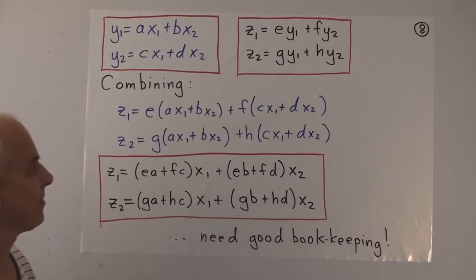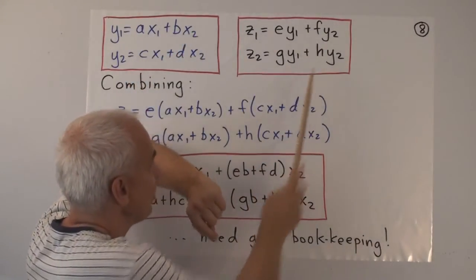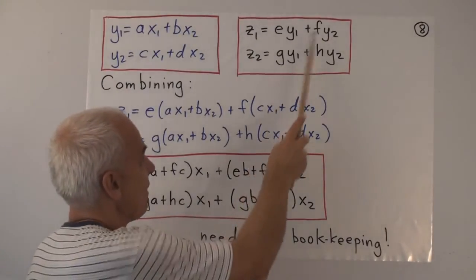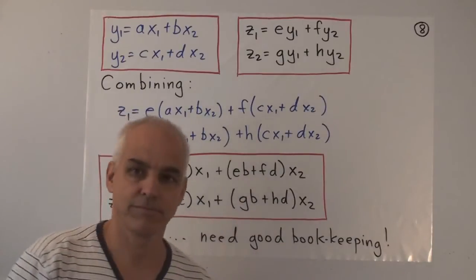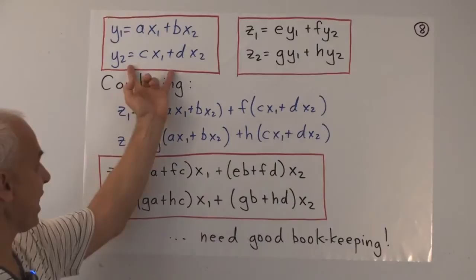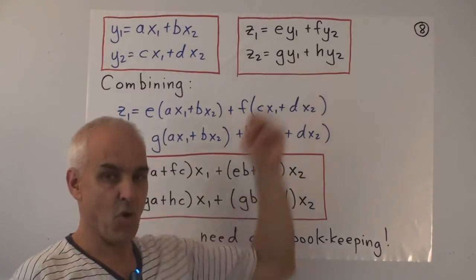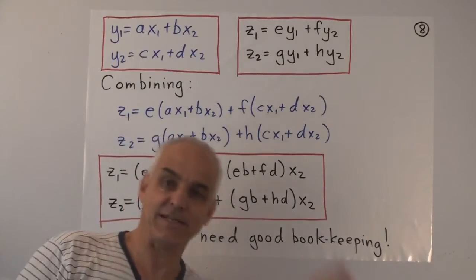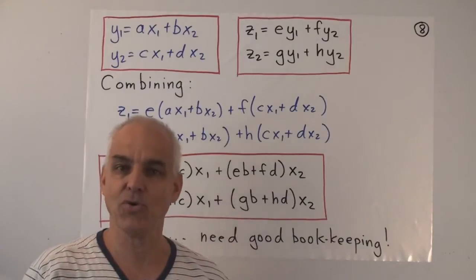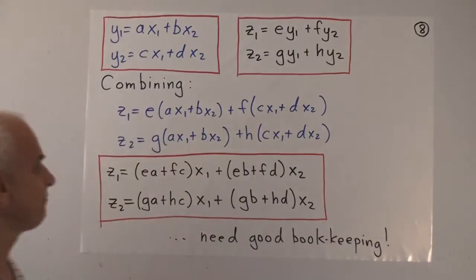Arbitrary numbers. And we'll have z1 and z2 as functions of y1 and y2, and let's introduce some other coefficients. Let's say e, f, g, and h. So the natural question now is, given this relation between the x's and the y's, and this relation between the y's and the z's, what is the relation between the x's and the z's? How do we combine these two changes of coordinates to get a bigger change of coordinate?